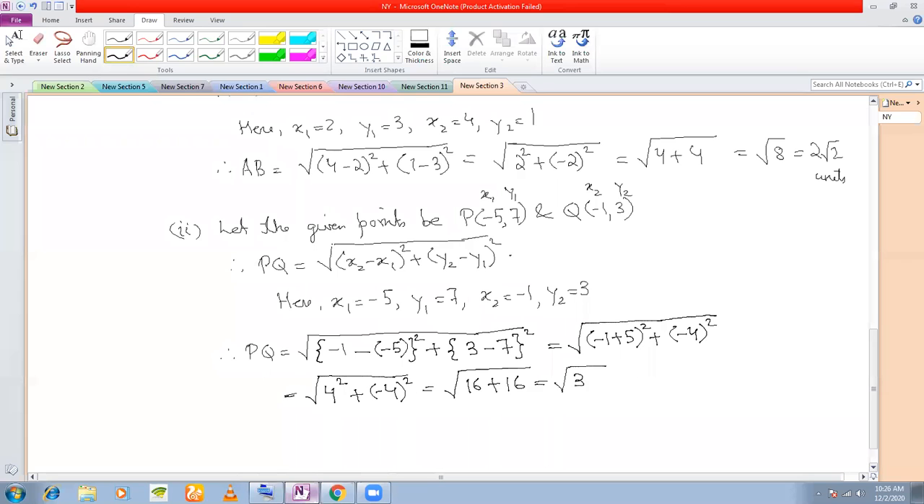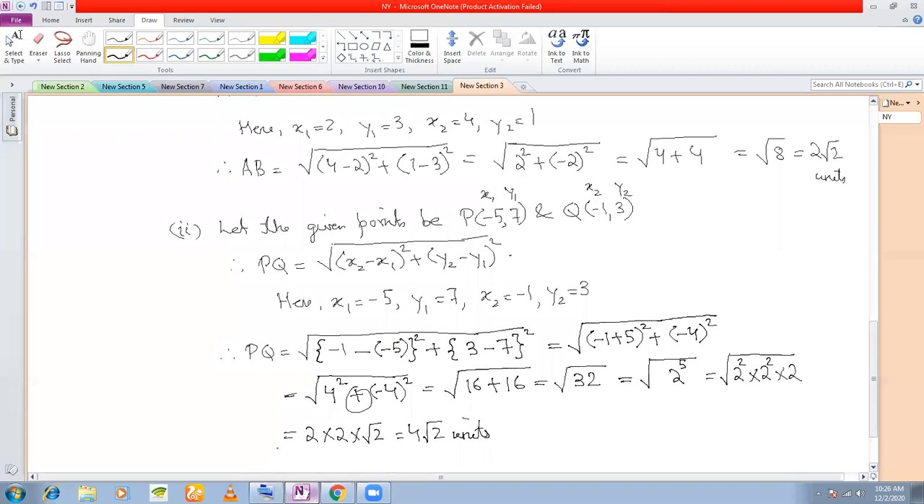Root over of, so we can't just cancel the square and root, because there's a plus sign you cannot cancel. If it had been a multiplication sign, then you could have. Understood? Yes, sir. So root over of 32 means, if you prime factorize 32, you'll get 2 to the power of 5. Right? Yes, sir. 2 to the power 5, which can now be written as root over of 2 square into 2 square into 2, which will now become 2 into 2 into root 2, which is now 4 root 2 units.